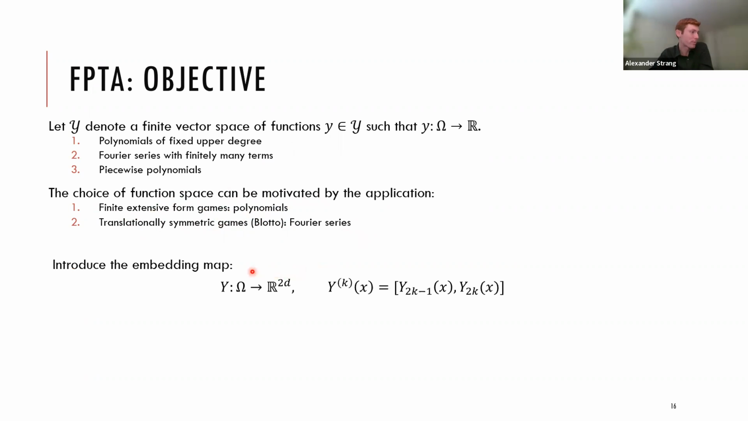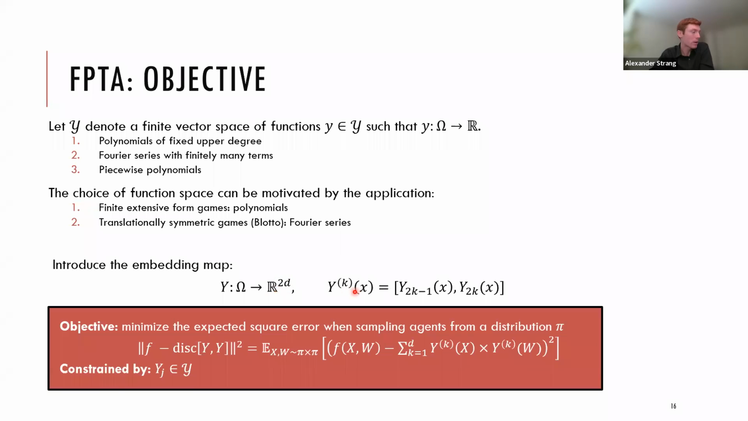Then again, we'll introduce our embedding map. That's a function that maps from Omega into a sequence of planes. And our goal is to pick an embedding map where we constrain each individual embedding to come from our function space. And we'll try to minimize the expected squared error between the disc game dynamic applied to that embedding map and the original performance function. And here we'll evaluate this expectation over randomly sampled pairs of agents, where those pairs of agents, that's X and Y here, are drawn from some population.